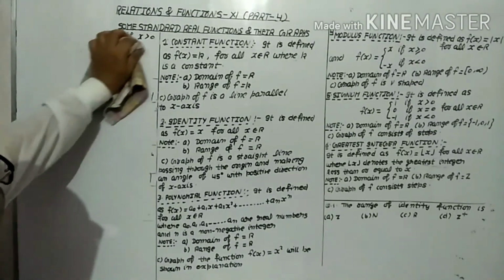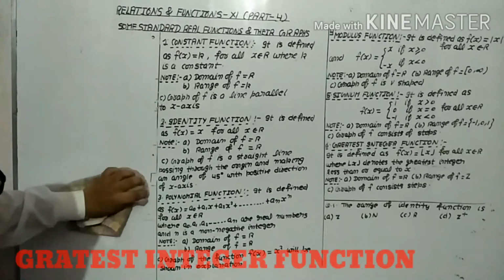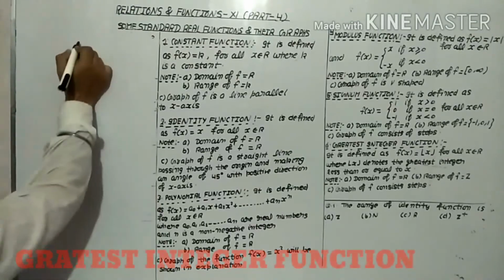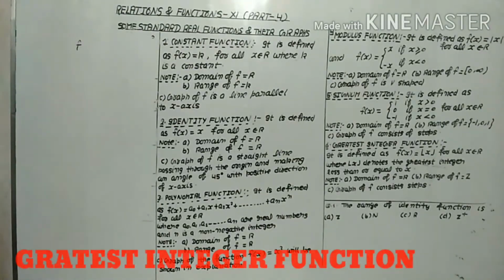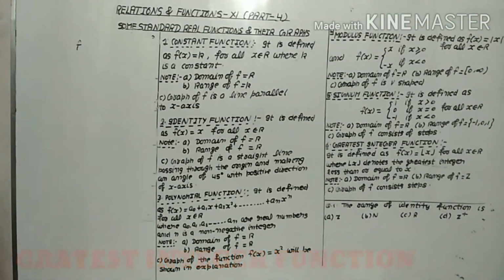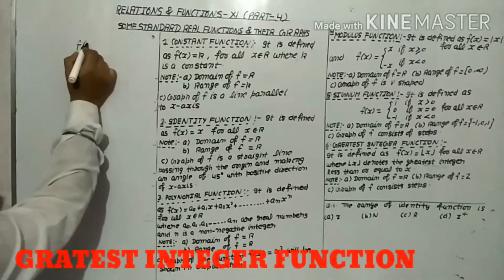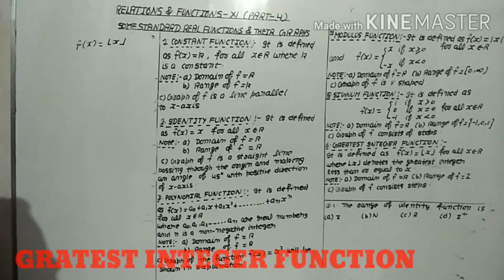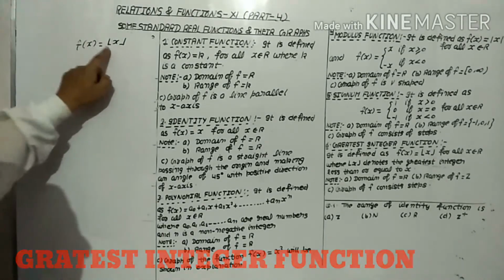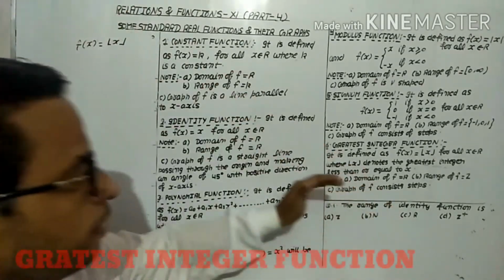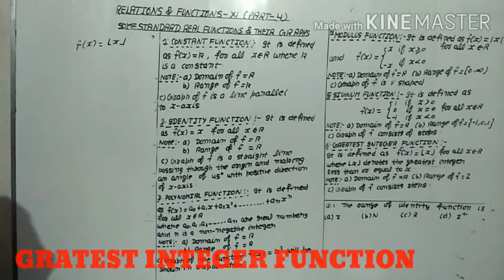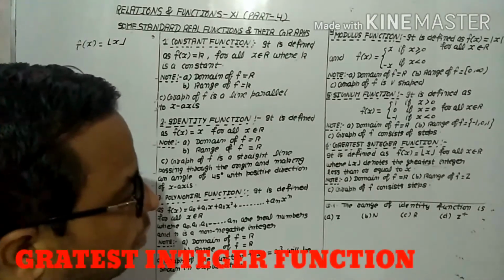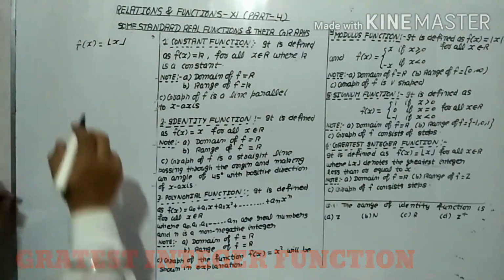Now the greatest integer function. For the greatest integer function, you have to remember its meaning. It is represented by f(x) equals with this sign, and for this greatest integer function, this is the rule. This denotes the greatest integer less than or equal to x. That is why the graph of this one also comes in the form of steps. What is the meaning of this?